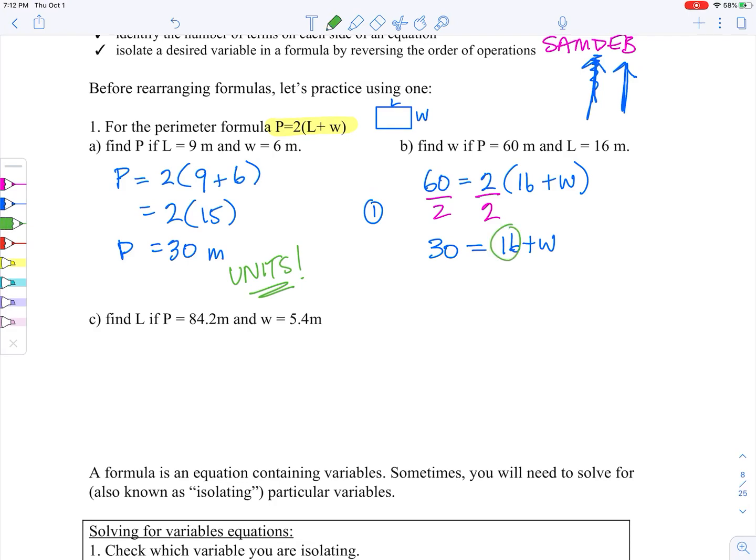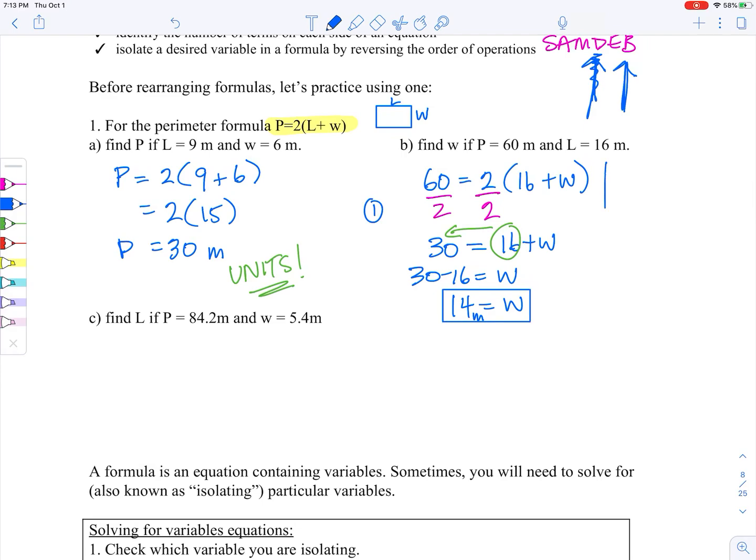Bring the 16 to the other side. I again jumped ahead. Bring the 16 to the other side, it becomes subtracting 16, which would give us an answer of the width is 14 meters. So that's one way of doing it.